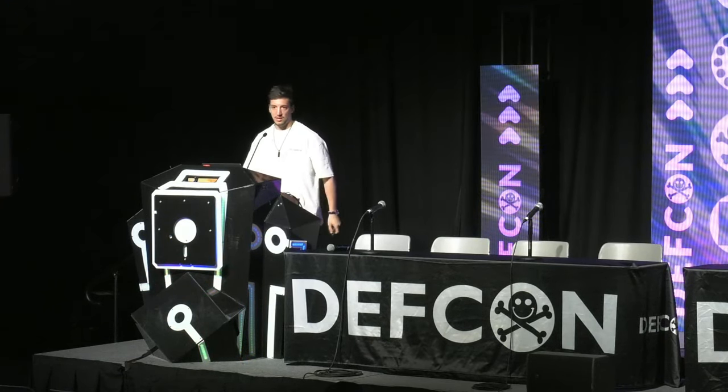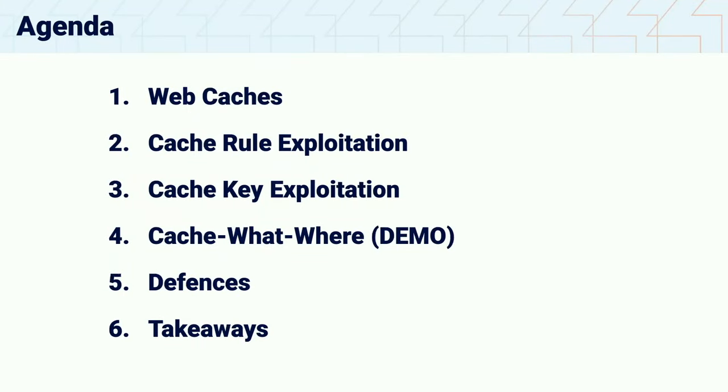So this is the agenda for today. First, I'm going to briefly explain how a web cache works, and then I'm going to show how we can abuse some discrepancies between the URL parsers of HTTP servers and cache proxies in order to steal secret information from victims using arbitrary web cache deception.